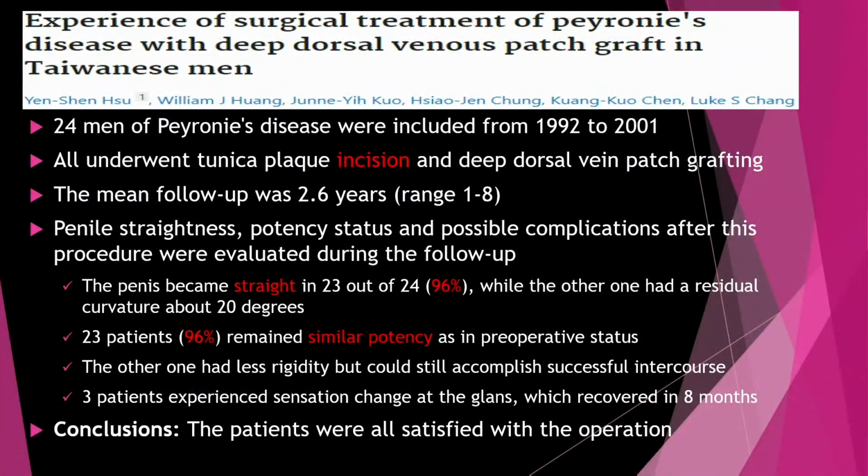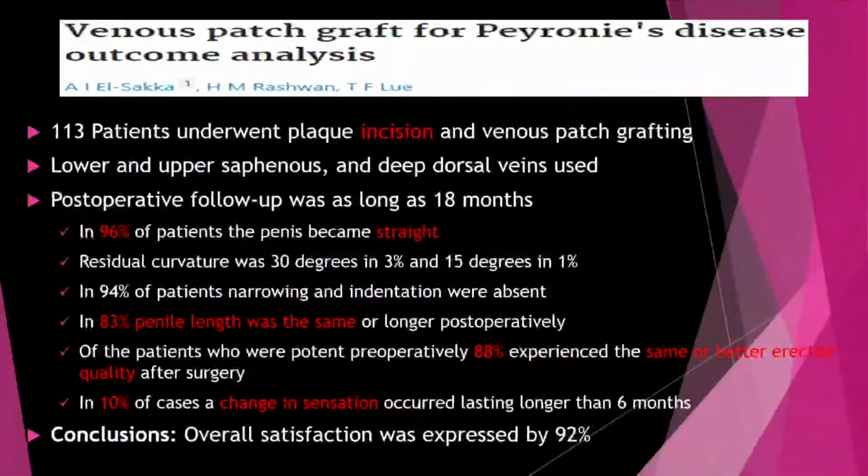Another group of workers also in Taiwan also looked at this disease in 24 men. They also did a plaque incision, and their results were 96% success in straightening of the penis, and also 96% success in maintaining the potency of these men.